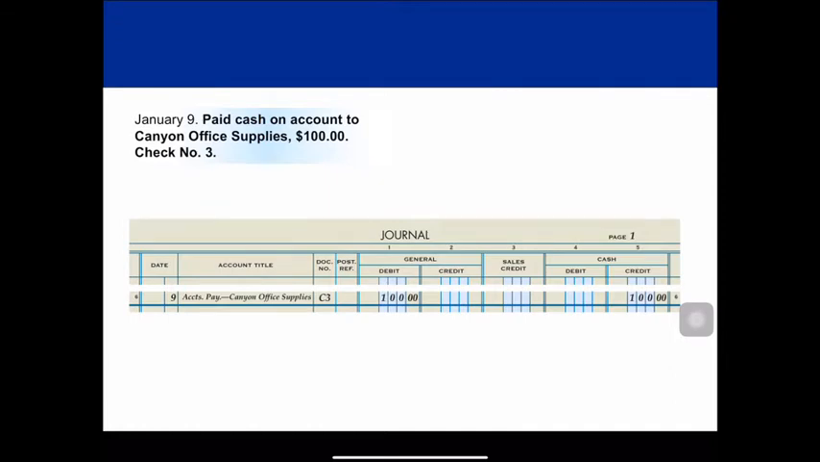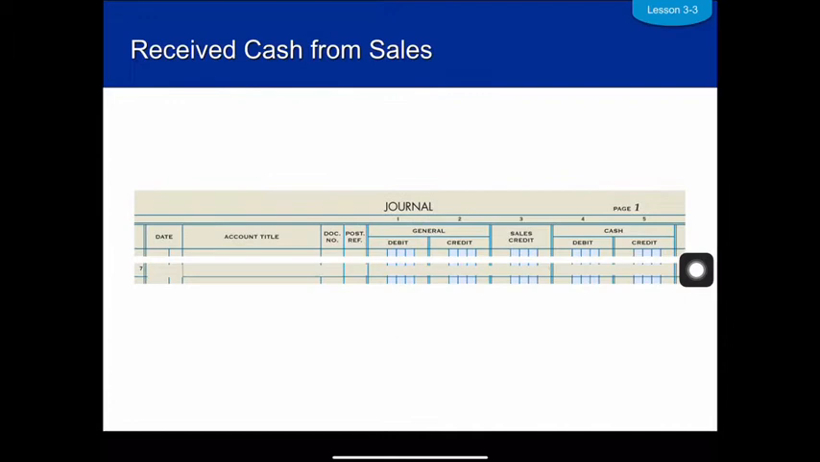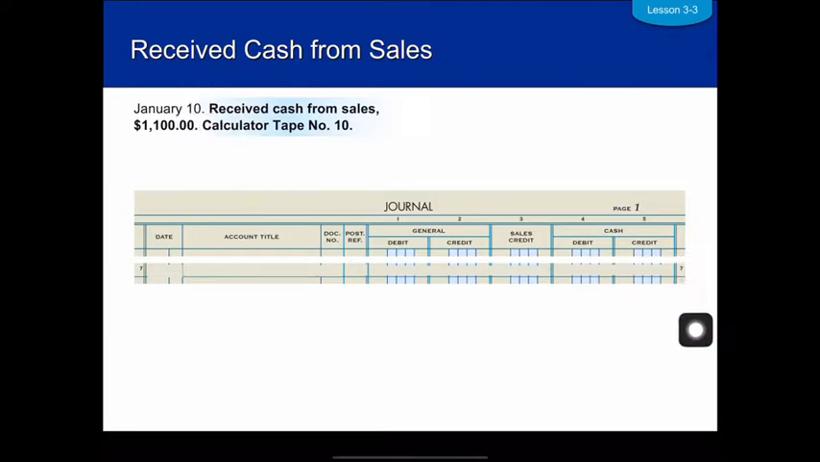When I take away all that, it looks like this. We have a cash credit and a debit to Canon Office Supplies, which is our accounts payable. The next transaction, we receive cash from sales. We did our sales for the day, we received cash, and so the transaction looks like this. January 10th, received cash from sales, $1,100. We filled out cash register tape 10, or we added it all up on the cash register tape, and it's number 10 because of the date right here. So it's cash register and the date.